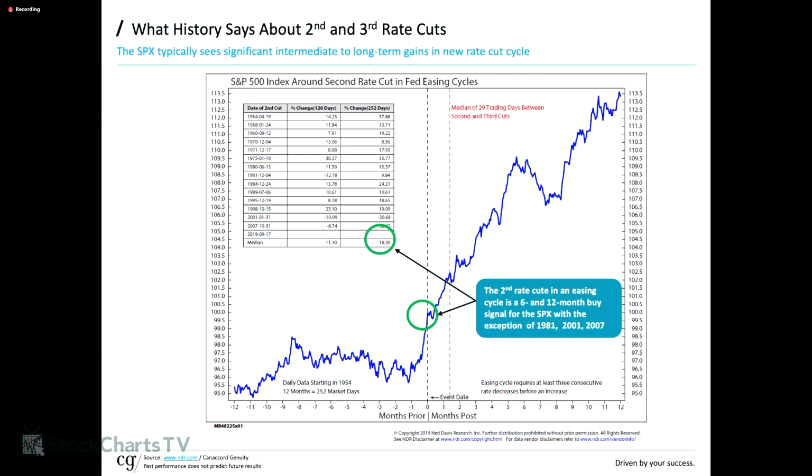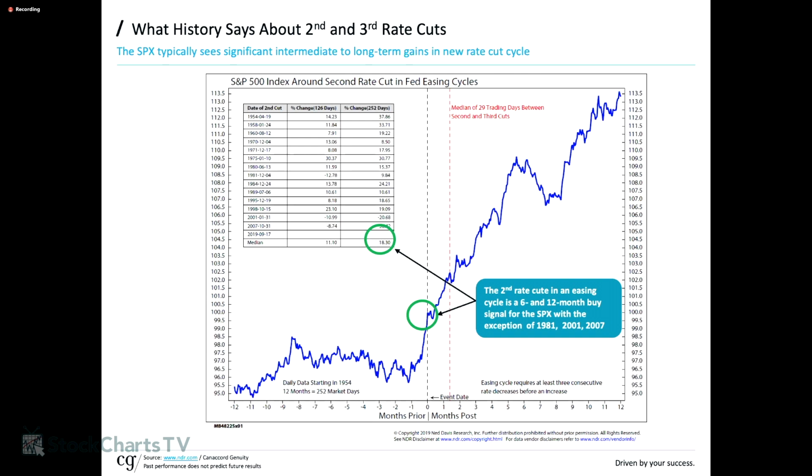So that blue line is the median gain of the mean gain of the S&P 500 when you look at prior easing cycles. The vertical dashed black line is the second rate cut, and the red line is the third rate cut. So typically you got your second rate cut about a month and a half ago, and typically you have a median 29 trading days between the second and third cuts. So this is fitting almost exactly with what goes on historically.